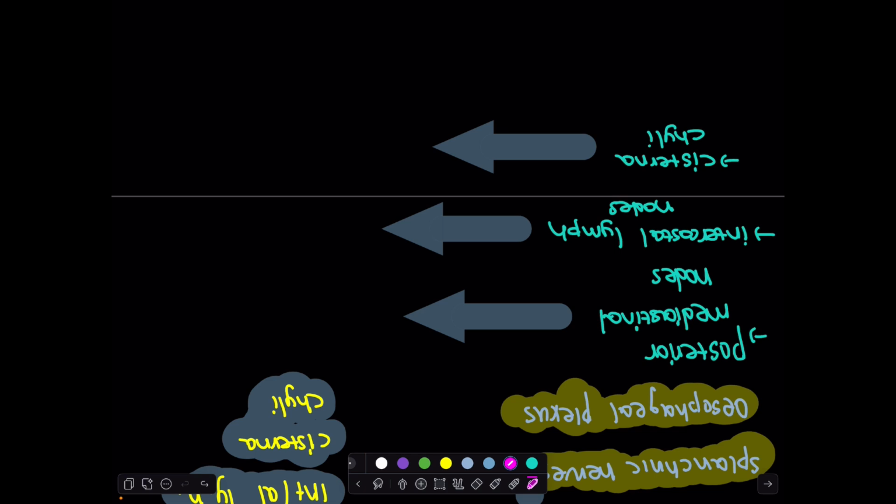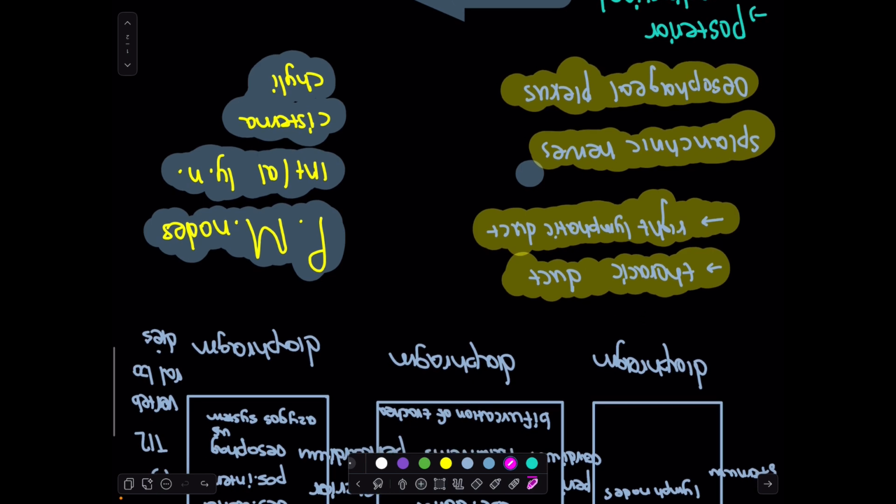Posterior mediastinal lymph nodes, near aorta and esophagus, drain esophagus, posterior pericardium, diaphragm, involved in infection or cancer. Intercostal lymph nodes in intercostal spaces, drain chest wall, pleura, linked to thoracic duct, key in lung cancer. Cisterna chyli at T12-L2 collects abdominal, lower limb lymph, starts thoracic duct, vital for lymph flow. All in posterior mediastinum, unrelated to lipid metabolism. Want pathology details or quiz?